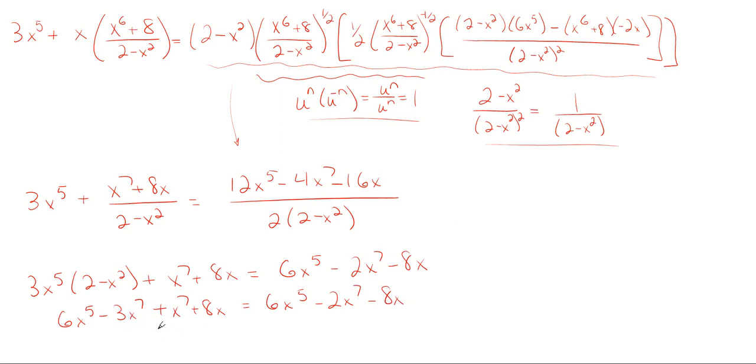Just take this right here, and we end up with 6x to the 5th minus 2x to the 7th plus 8x is equal to 6x to the 5th minus 2x to the 7th minus 8x. And holy moly, we finally made it. The left side is equal to the right side.